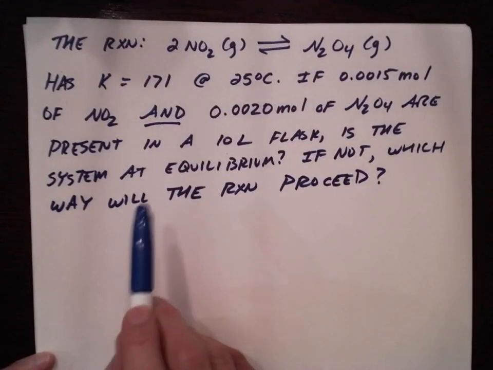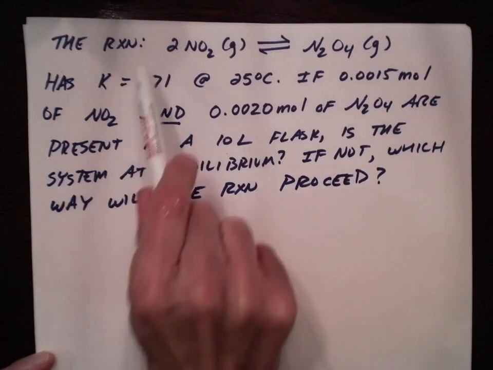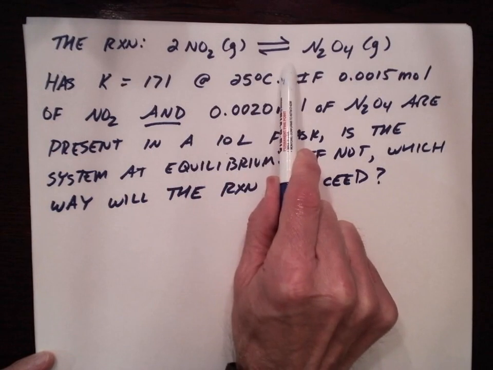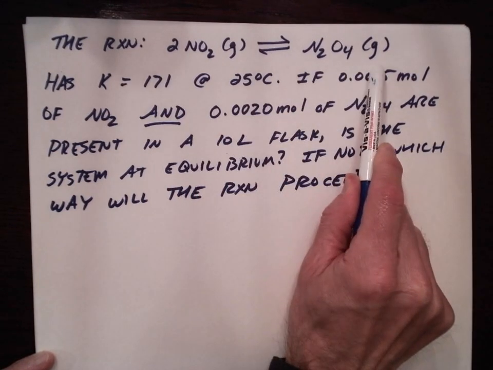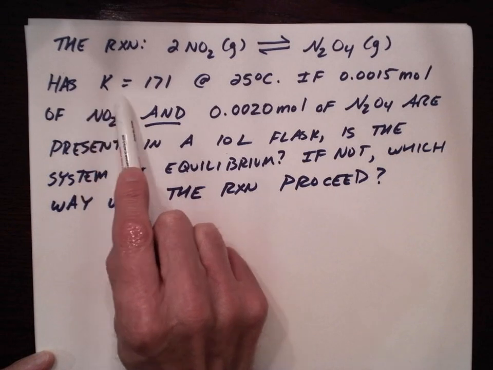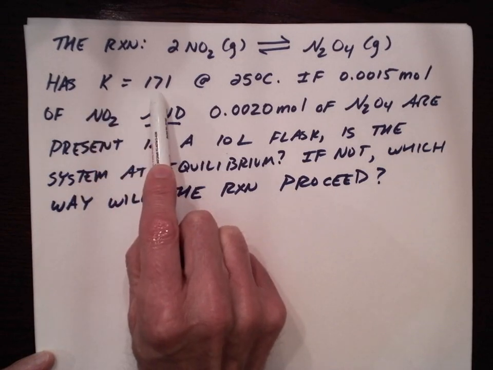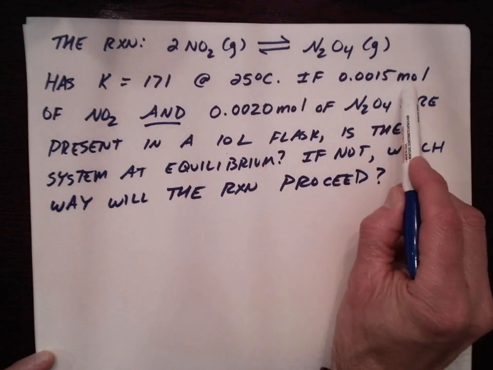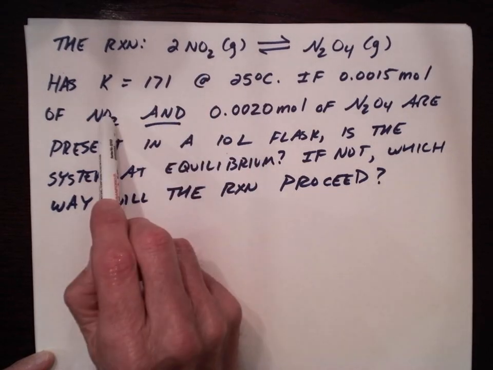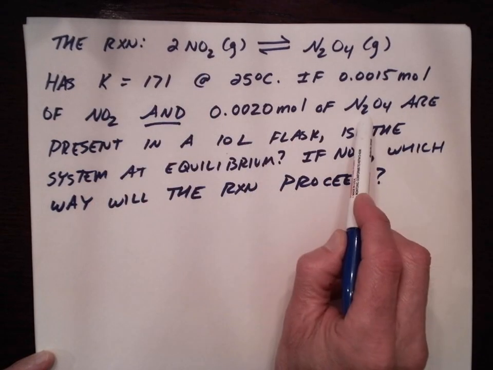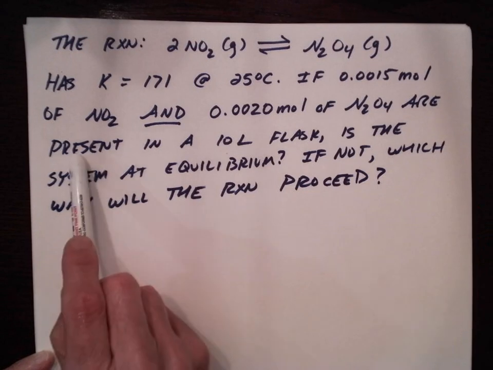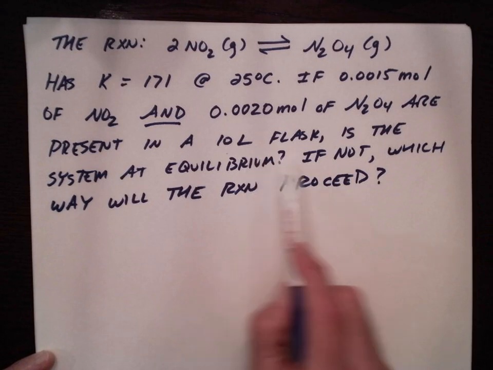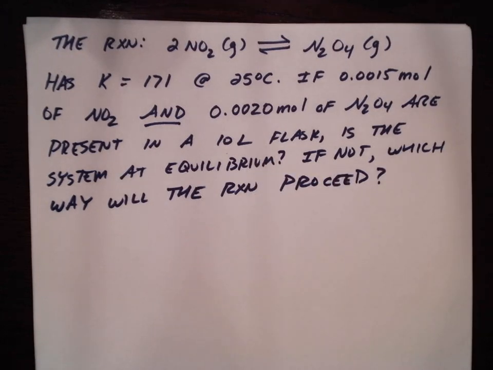Okay, let's try this problem, which relates to what we've been talking about. We're given this reaction where 2 moles of NO2 gas react reversibly to form N2O4 gas. It's given an equilibrium constant of 171 at 25 Celsius. If we're going to put 0.0015 moles of NO2, that's this gas, and 0.002 moles of N2O4, that's this gas, they're going to be placed together in a 10-liter flask. Is the system at equilibrium? And if not, which way will the reaction proceed?